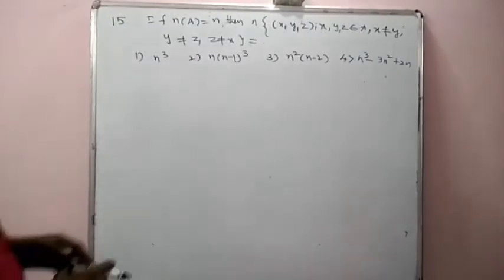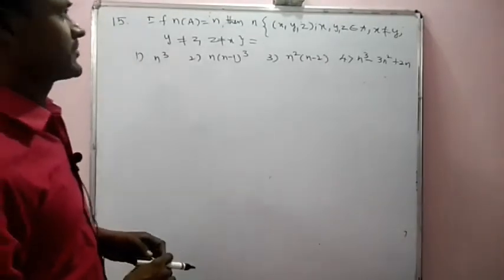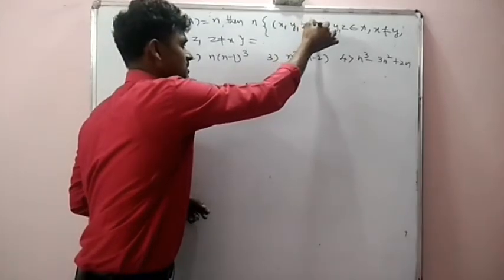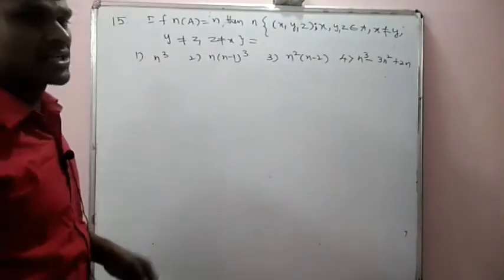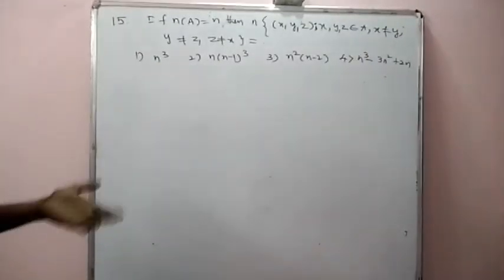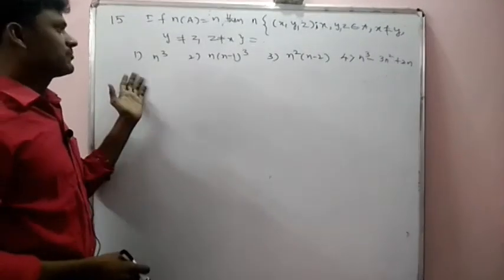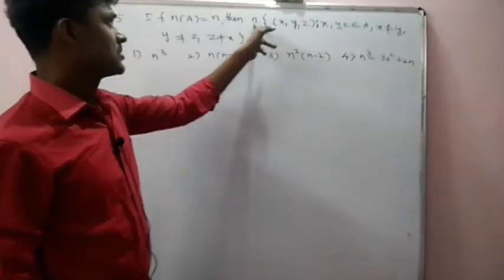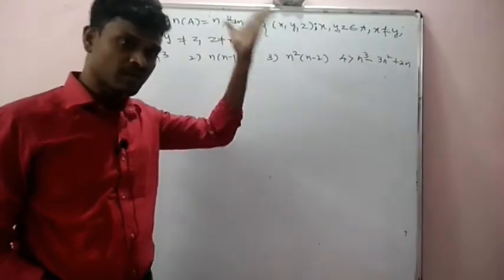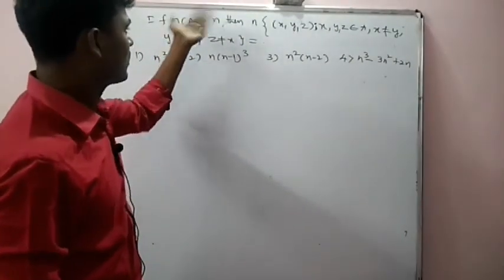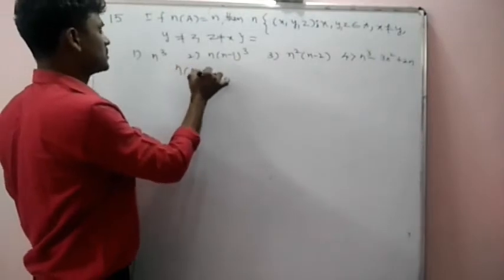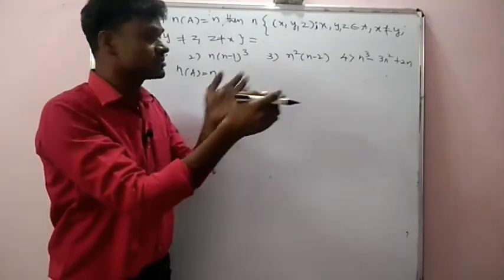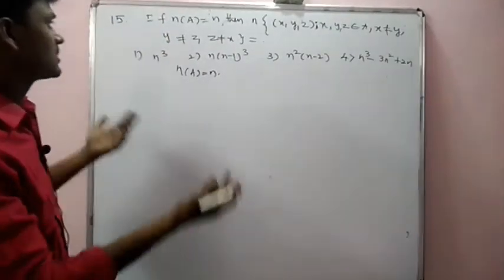Okay, next question. If n(A) is equal to n, then n of the set of (x, y, z) such that x, y, z belong to A and x is not equal to y, y is not equal to z and z is not equal to x. Here there are four options as well. Which one is correct? This is the cardinality of the set of triples (x, y, z), where x, y, z belong to set A. Set A has n elements. But in this set we have to take 3 elements, all different: x is not equal to y, y is not equal to z.